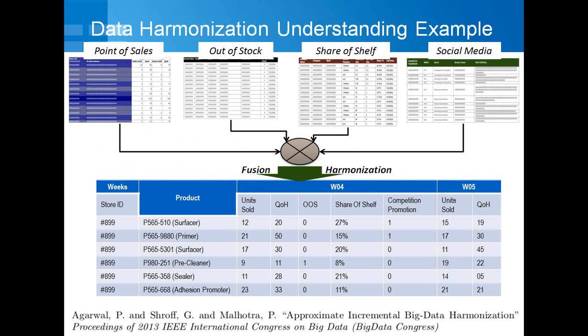So here is what we're talking about. Let us say we've got point of sale data, out of stock data, share of shelf data, and social media data at the top, as shown. The social media data is very similar to how we detected events, which we talked about in our previous use case.